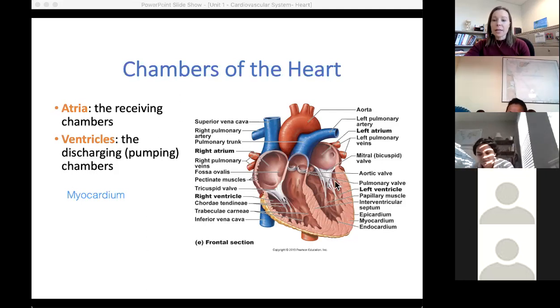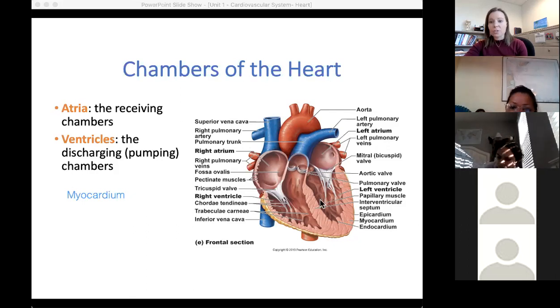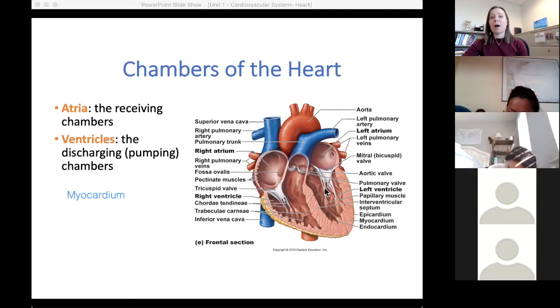The other ventricle is over here on the left side. It's in the lower left part of the heart, and it receives oxygenated blood from the left atrium. So blood goes into the atrium first, and it comes down into the left ventricle. And from there, it gets pumped out. This is the largest chamber of the heart, the left ventricle. You will be able to see that when you do the dissection.